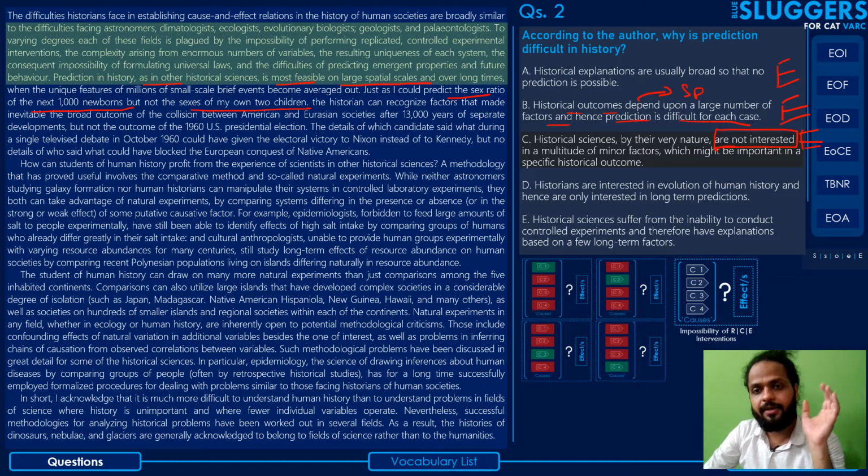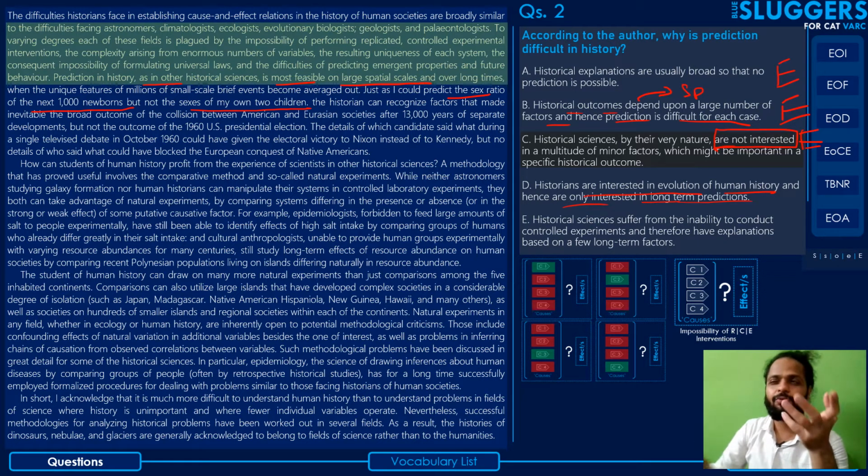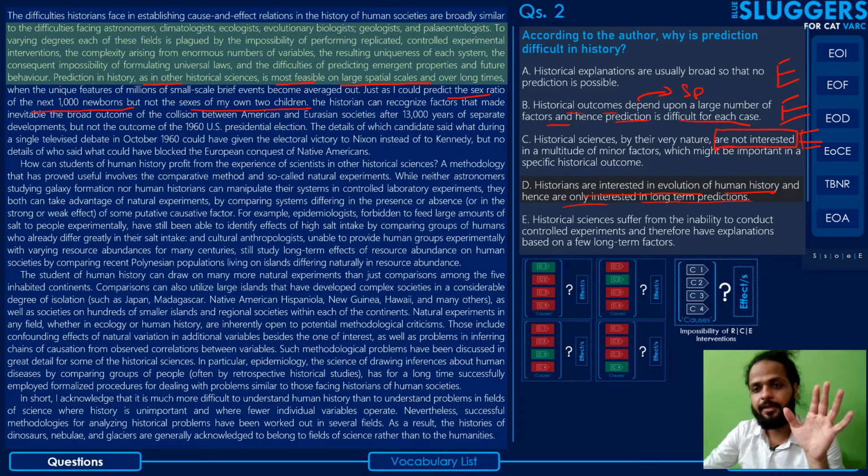Next, historians are interested in evolution of human history and hence are only interested in long-term predictions. So this option seems to imply that prediction is difficult in history because historians are not interested in it. They're not interested in doing predictions. So that's why it's difficult. No, the author hasn't said this anywhere in the passage. It just seems to be an attempt at humor by the question setter, option D. So again, eliminated with a capital E.